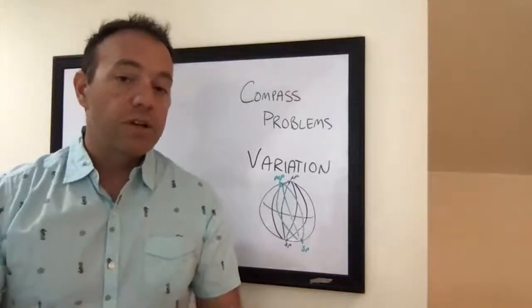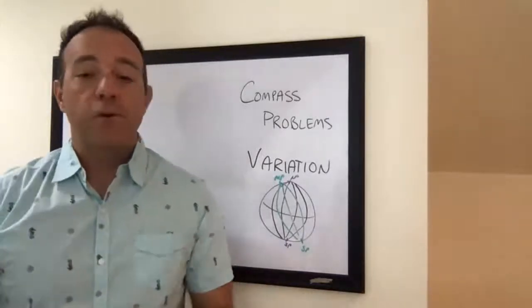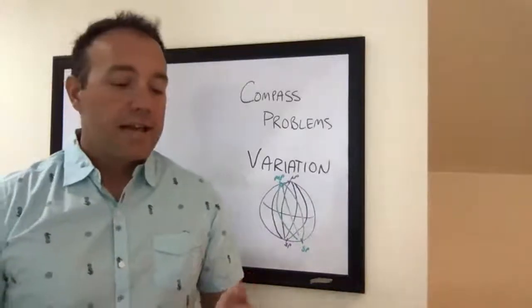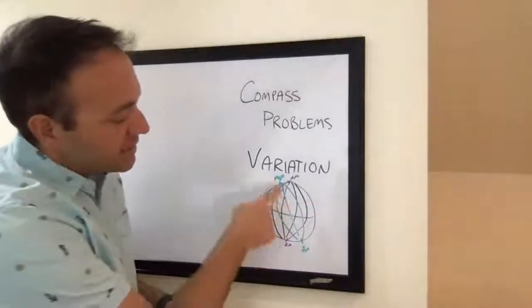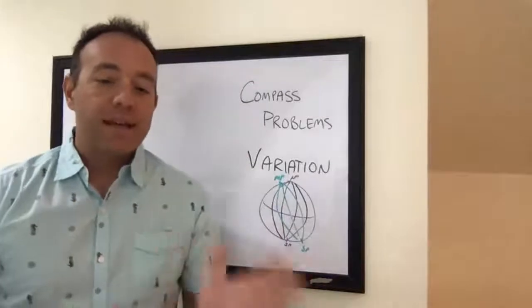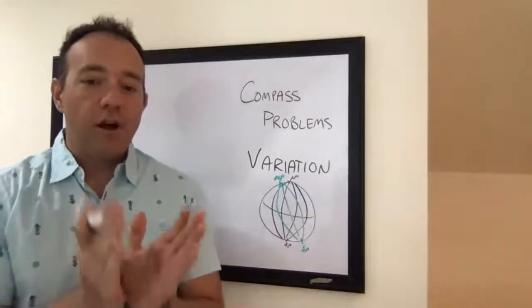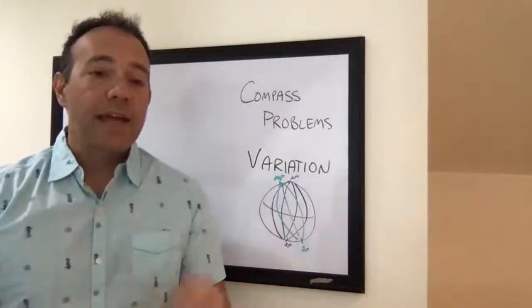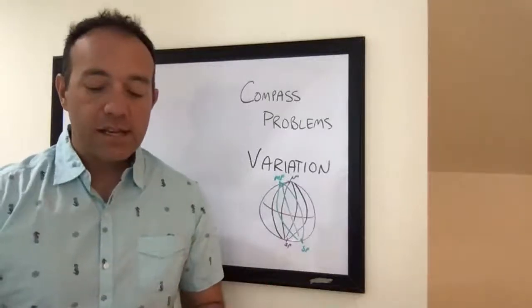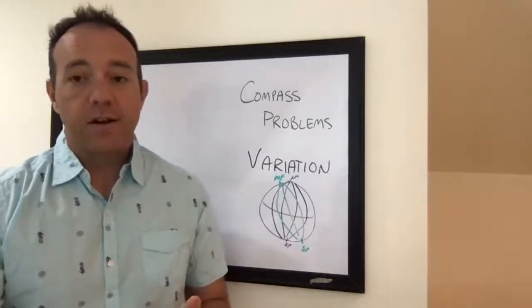The real way to think about it, and something you might see on a vocabulary question on navigation general, is the difference in these meridians. The magnetic meridian and the true meridian are off at a certain angle. That angular difference between the magnetic meridian and the true meridian is defined as variation.